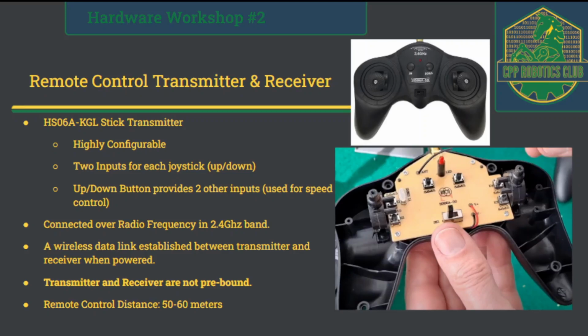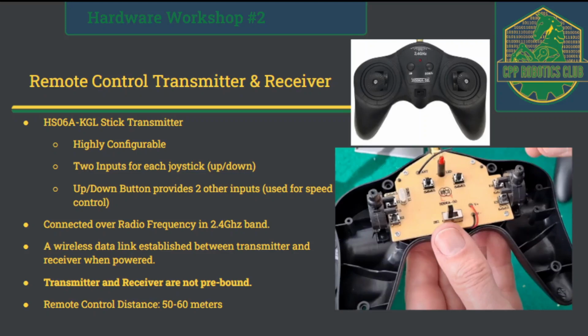One thing to keep in mind is that the transmitter and receiver, because they're so cheap, are not pre-bound. That means when you turn on a receiver, whichever transmitter you turn on right after will get paired with it. So the transmitter from the Team 18 kit can get paired with the receiver from the Team 4 kit, for example.